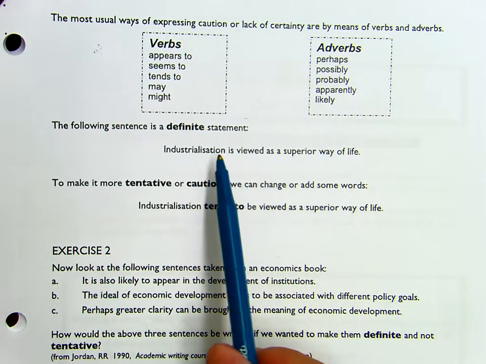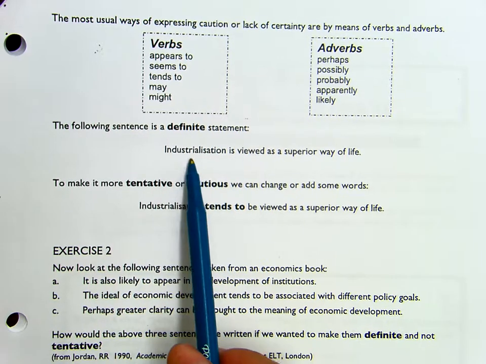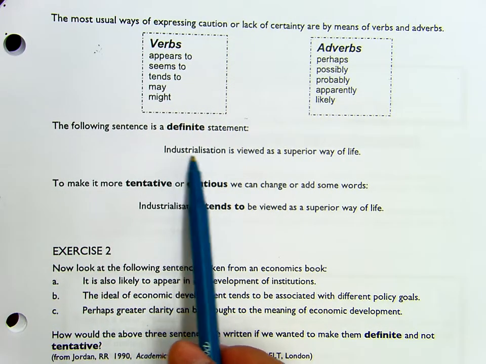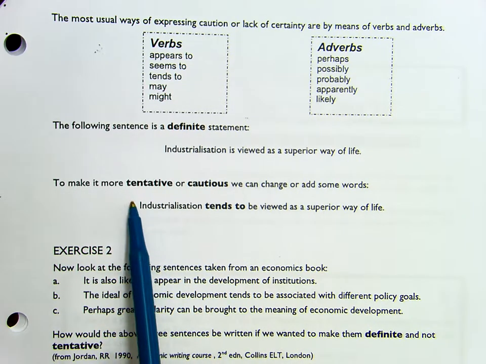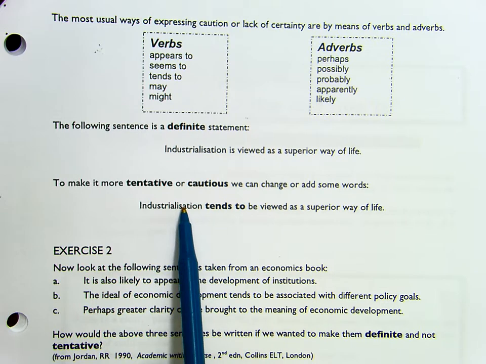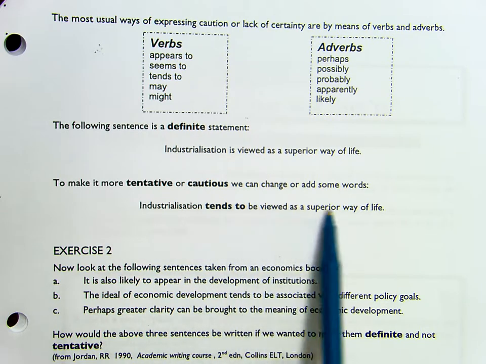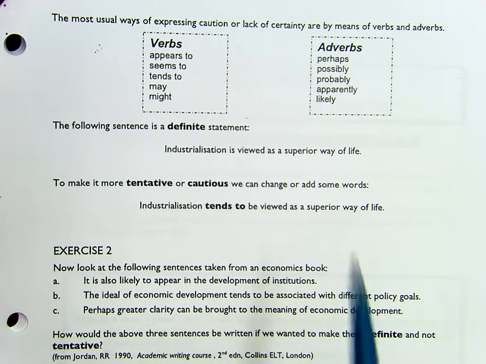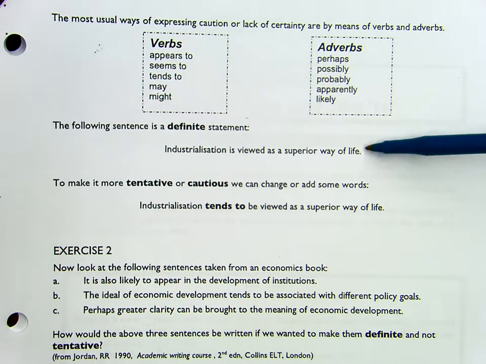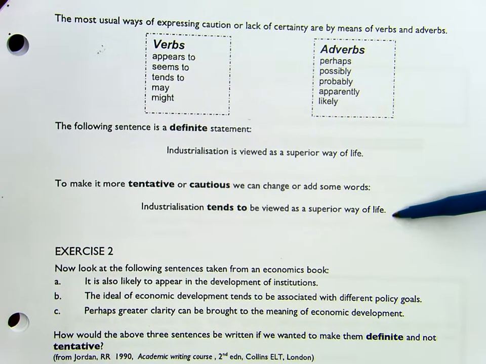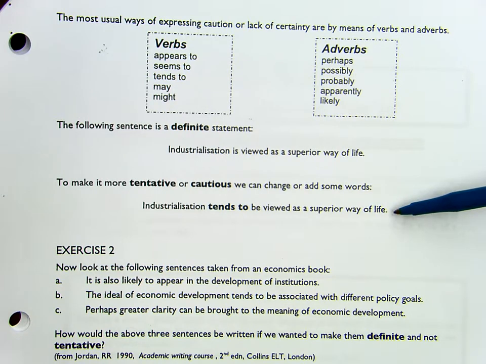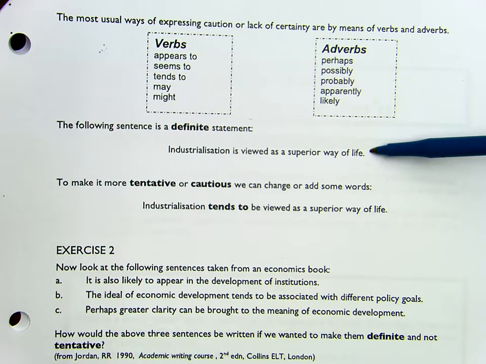Look at the difference between a definite statement and a tentative one. This is definite: "Industrialization is viewed as a superior way of life." This is tentative or cautious: "Industrialization tends to be viewed as a superior way of life." Here you can see the person that wrote this is definite in their viewpoint, and here you can see they're more cautious or tentative. You want to be definite in the claims that you're making.